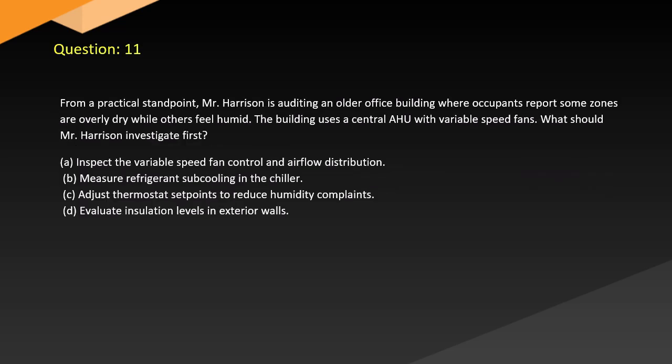Question 11. From a practical standpoint, Mr. Harrison is auditing an older office building where occupants report some zones are overly dry while others feel humid. The building uses a central AHU with variable speed fans. What should Mr. Harrison investigate first? A. Inspect the variable speed fan control and airflow distribution. B. Measure refrigerant subcooling in the chiller. C. Adjust thermostat set points to reduce humidity complaints. D. Evaluate insulation levels in exterior walls.